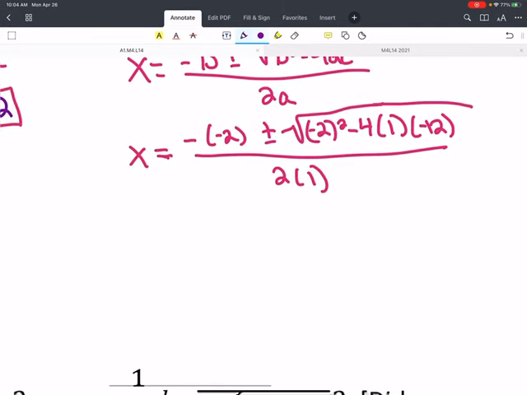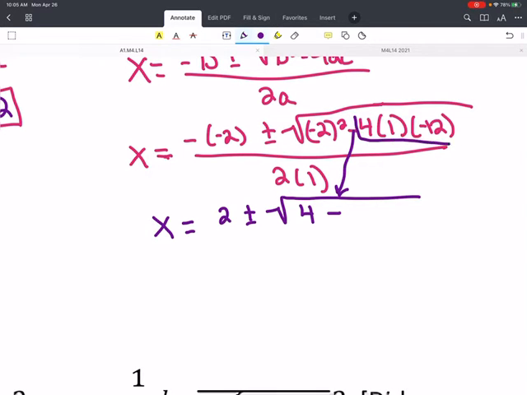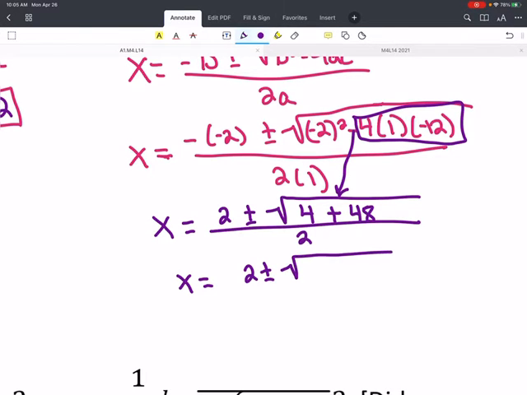A negative 2 would just be a positive 2 plus or minus the square root. Well, negative 2 squared is 4. And then I'm going to just bring this negative sign down for a minute. So I'm going to do all this. Treat 4 as a positive. So 4 times 1 is 4, times negative 12 is negative 48, and negative 48 would be plus 48. And then 2 times 1 is 2. Simplifying even more, 2 plus or minus the square root of 48 plus 4 is 52, over 2.